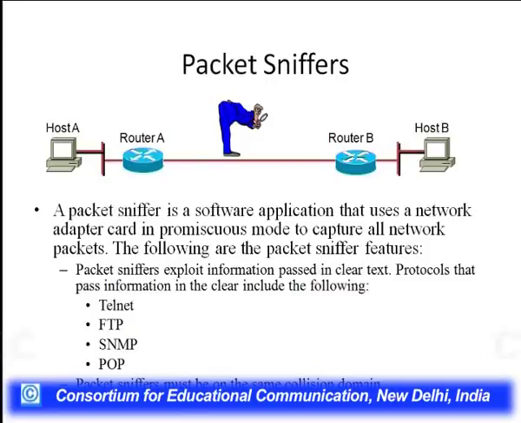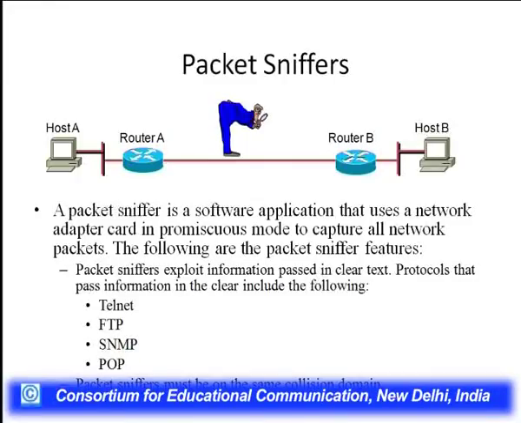Now this diagram here shows a packet sniffer. So a packet sniffer is basically a software application that uses a network adapter card in promiscuous mode to capture all network packets. So the following are the packet sniffer features. The packet sniffers exploit information passed in clear text. Protocols that pass information in clear text include Telnet, FTP, SNMP and POP. Packet sniffers must be in the same collision domain.